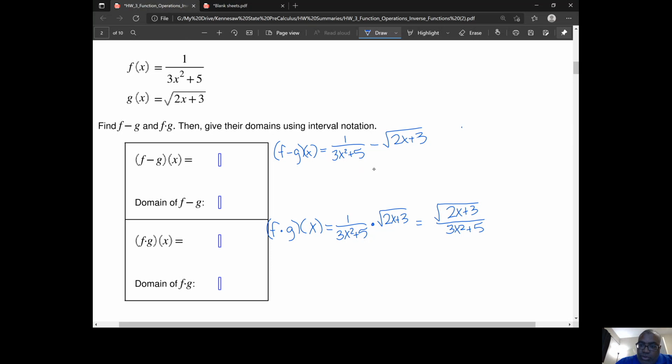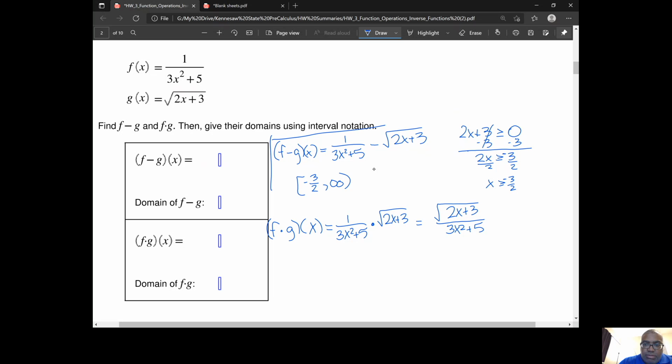Here we have the square root of 2x plus 3. And we know that 2x plus 3 has to be greater than or equal to 0. All right, so subtract 3: 2x has to be greater than or equal to negative 3, divided by 2. So x has to be greater than or equal to negative 3/2. That's the only domain restriction that we have. So in interval notation, we have negative 3/2 to infinity.